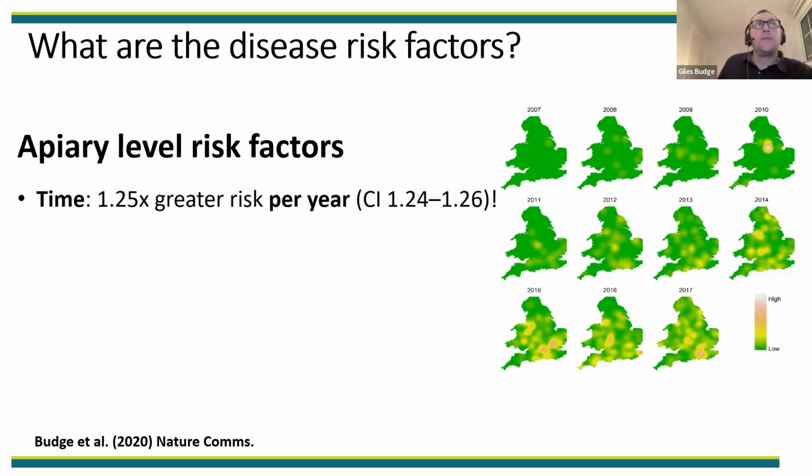First of all, not surprisingly, when you've got that kind of increase that we were seeing, then it's more likely that you find disease the later in time you look. So that's like an increased risk. You can see here 1.25 means 1.25 times the risk per year. So it's increasing quite a lot each year over the period of that particular study, which went from 2006 to 2017.